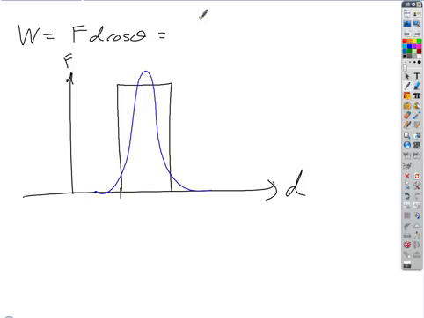It'd be the integral of f ds from s naught to s final. So this would be when the ball makes contact with the bat, and where it leaves the bat. And ds is just the incremental distance that the bat is moving against the ball, or that the ball is moving away from the bat. Okay, so it's a whole different kind of a thing.